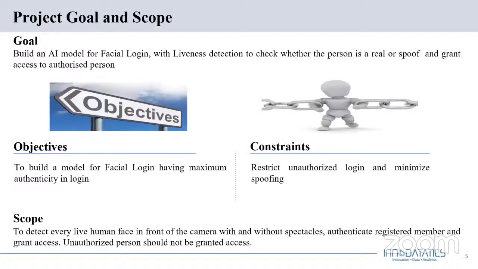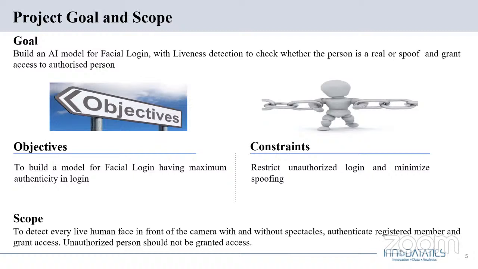Project goal and scope. So firstly, project goal. Build a model for facial login, check whether a person is real or spoof, and then move on to grant access. Those are the three main parts of the goals. And here come the objectives. Build a facial login, have enough memory space to store the database, able to recognize the face of an individual accurately based on the face database, provide a user-friendly interface for access, able to show an indication to the user whether the face recognition process is successful or not.